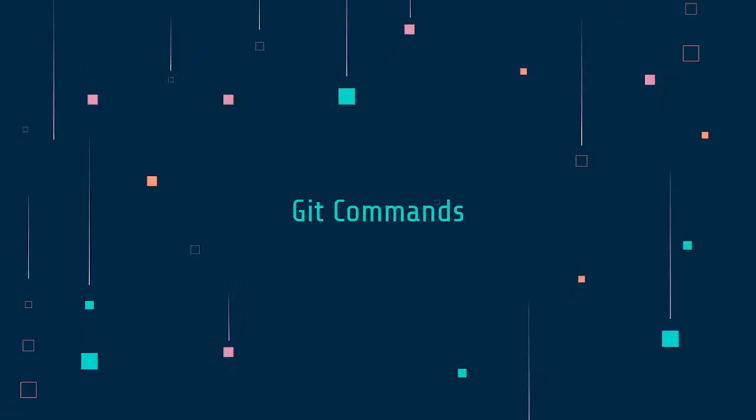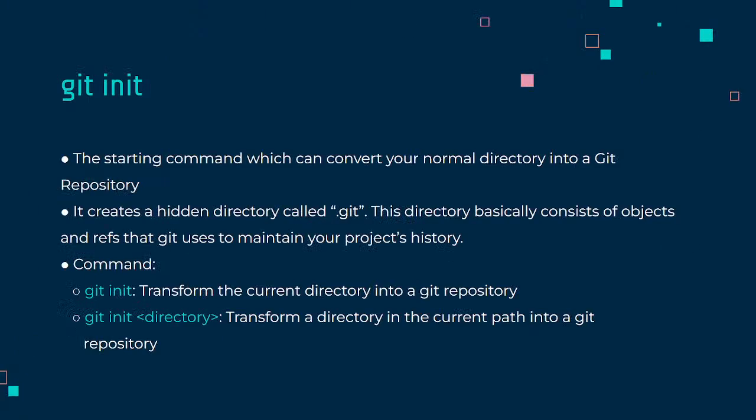Now we move towards the git commands. The first command we want to talk about is git init. This is basically the starting command which can convert your normal directory or folder into a Git repository. If you go into a folder by cd-ing into it and then run git init, it will convert your directory into a Git repository. It creates a hidden directory under your repo called .git. This directory consists of objects and references that Git uses to maintain your project history.